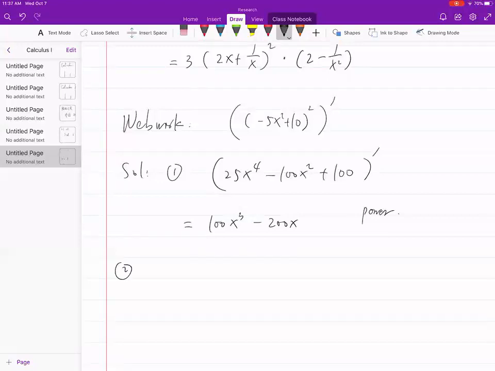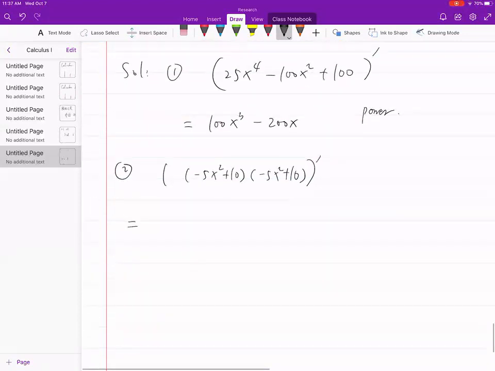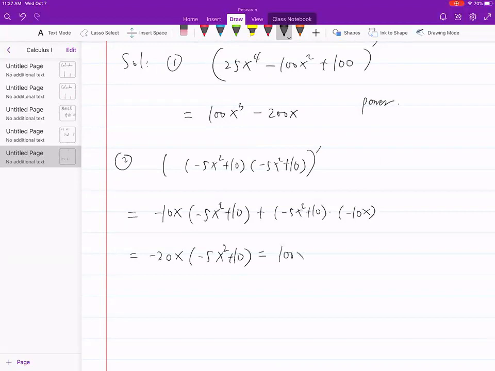Okay. Second, we said we can also use product rule, because this is technically this times that. And we do know product rule. We do the derivative of the first one, keep the second one, and then do the derivative of the second one, keep the first one. Which gives us 100x cubed minus 200x again. So you can see both ways, we have the same answer. And this is done by product rule. That's what we had in class before. Good so far?